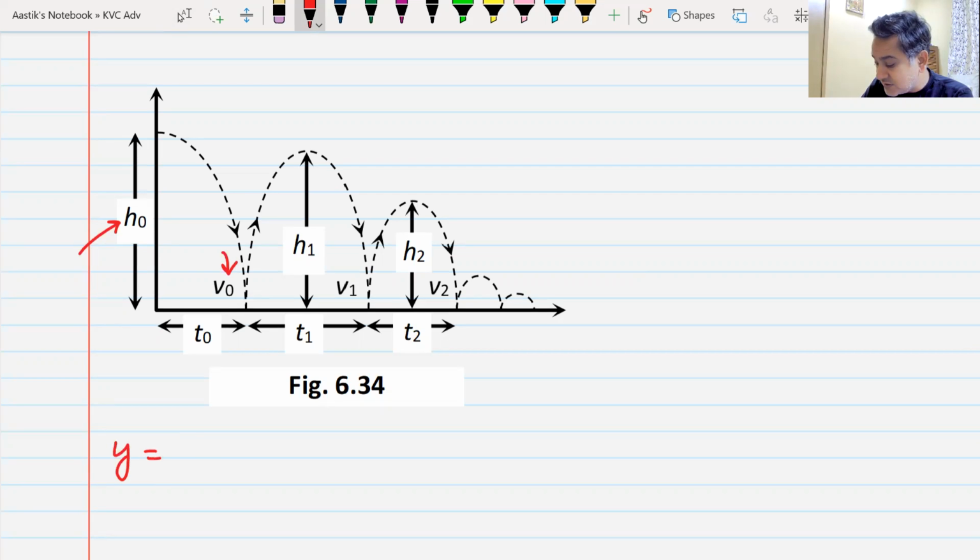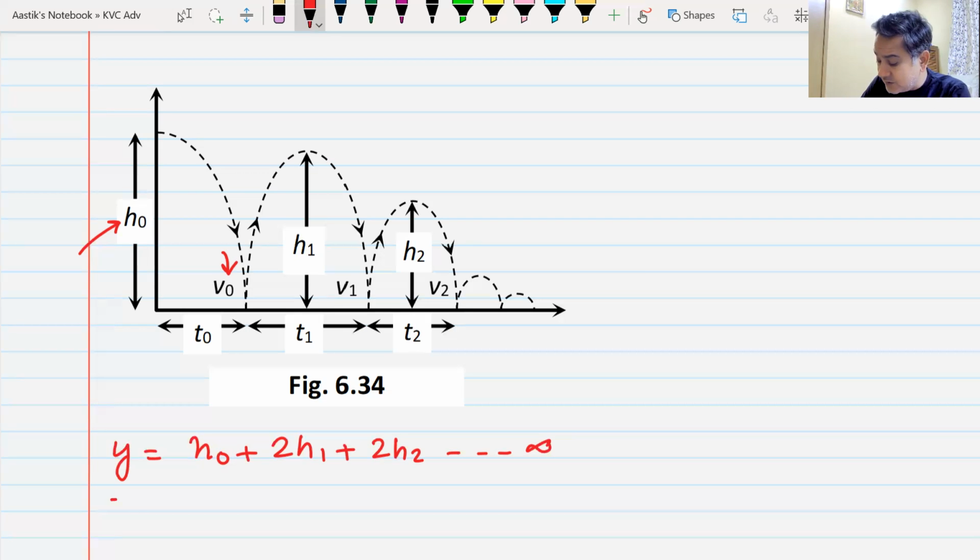So this total distance traveled by the ball will be equal to h naught plus 2 times h1. Yes or no? Yes. Then it will come down h1 plus 2 times h2, and this will continue till infinity because this is an infinite geometrical series. Yes or no? Yes, sir.